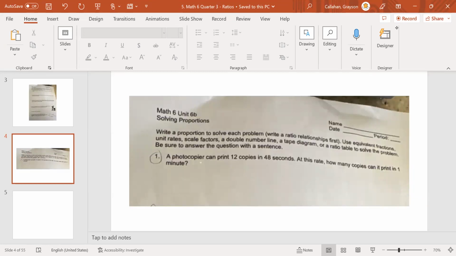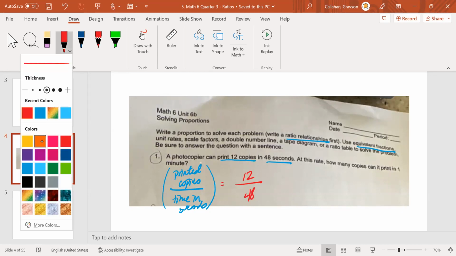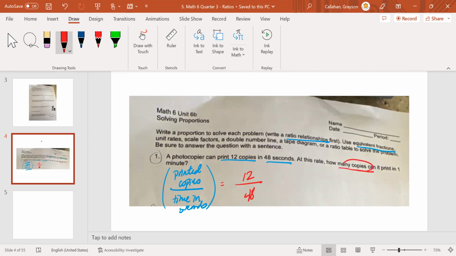Okay, so a photocopier can print 12 copies in 48 seconds. So your equivalent fraction and also your ratio relationship is going to look like this. It's going to be printed copies on top over time in seconds, which is equal to 12 copies on top, 48 seconds on the bottom. Now the question asks, at this rate, how many copies? So how many copies, that's going to be X, can it print in 1 minute?